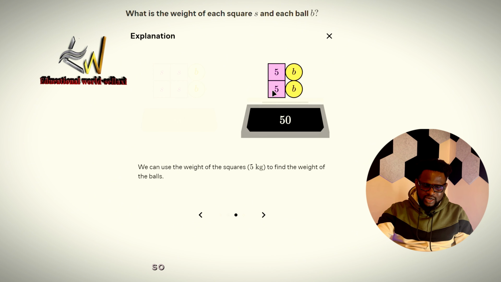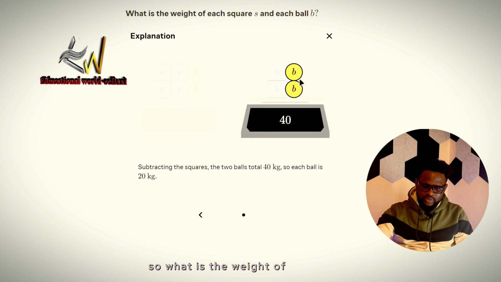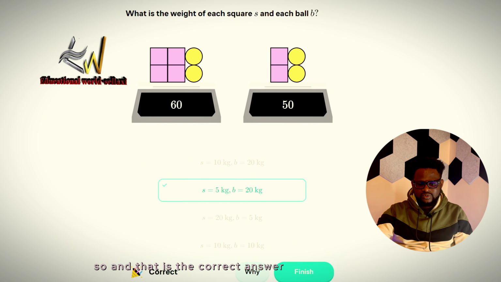So now we'll come back to this scale. Here is 5, here is 5, and here is B and B. So 10 and 2B. So subtract 10 from 50, we have 40. 2B is equal to 40. So what is the weight of each ball? 2B is 40, so each ball now will be 20 each. And that is the correct answer to the question.